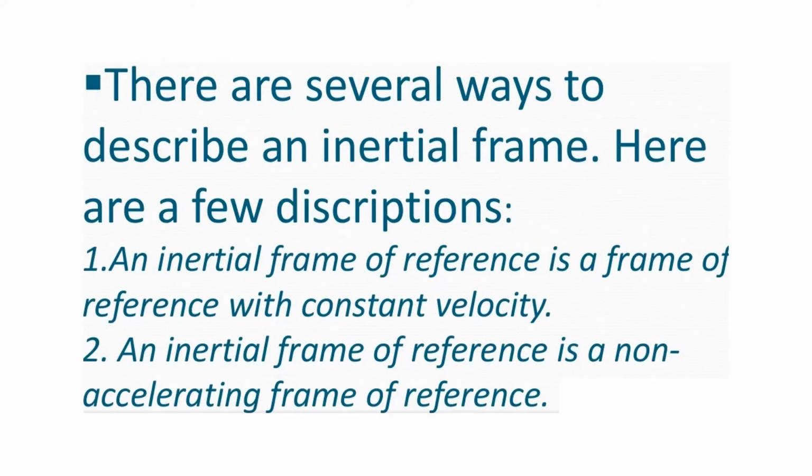Regarding this, we can say that there are several ways to describe an inertial frame. Here are a few descriptions. Number one, an inertial frame of reference is a frame of reference with constant velocity. Number two, an inertial frame of reference is a non-accelerating frame of reference, as it is associated with Newton's law, and according to Newton's first law, the state of rest or motion should remain as it is until any external force is applied. So according to the inertial frame of reference, there should be constant velocity of the frame, and the inertial frame should be a non-accelerating frame.